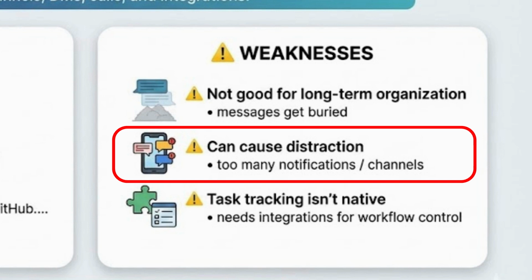If your Slack is not managed properly, you will have too many channels, too many threads, too many notifications, and too many pings. And suddenly, instead of working, you will just be replying all day. That's why Slack can either make a team super fast or completely destroy focus.